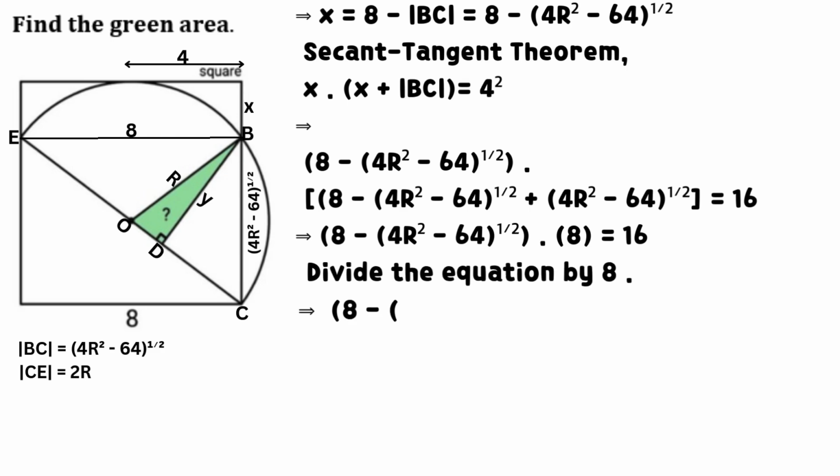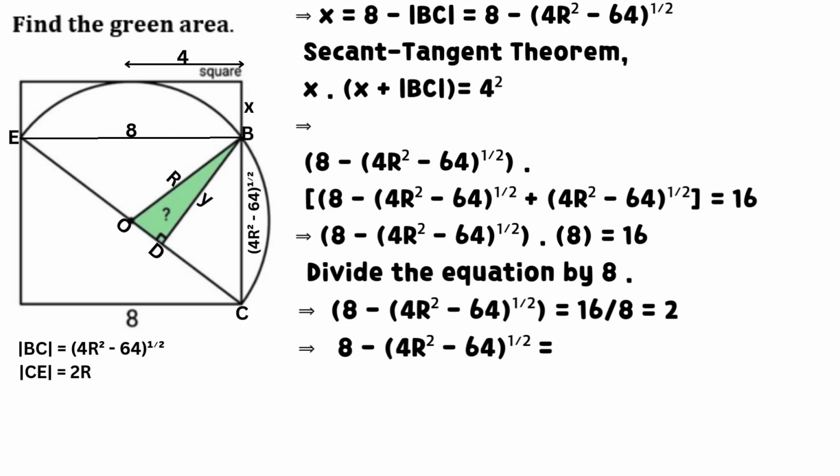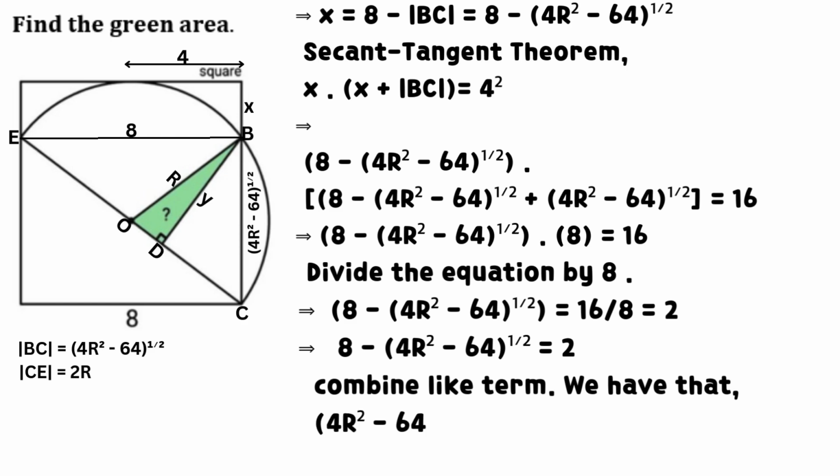Divide the equation by 8. It signifies that 8 minus the square root of 4 times the square of R minus 64 equals 16 divided by 8, which equals 2. Combine like terms. We have that the square root of 4 times the square of R minus 64 equals 8 minus 2, which equals 6.